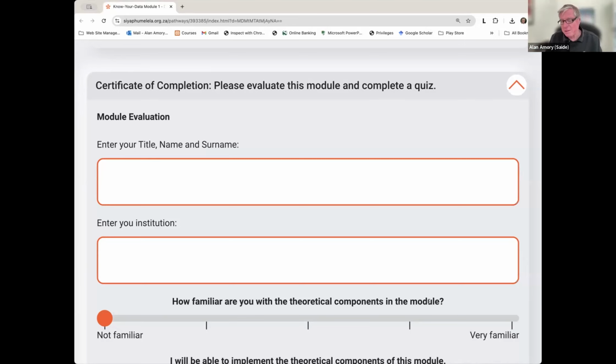What you will get is the certificate, and then also give us some feedback. So that's why it's been done this way. And secondly, you as your institution, you can replicate this workshop with anybody in your place, but they don't get the certificate of completion because that's a SADI Siyaphumelela component.